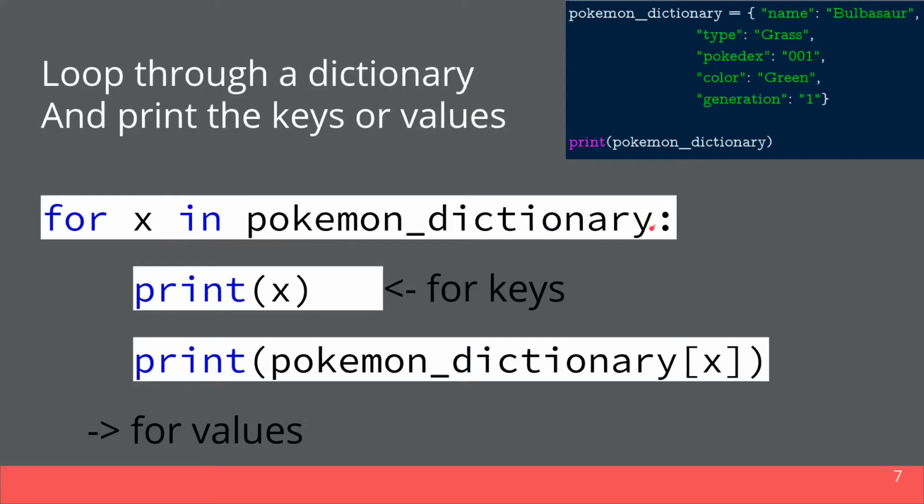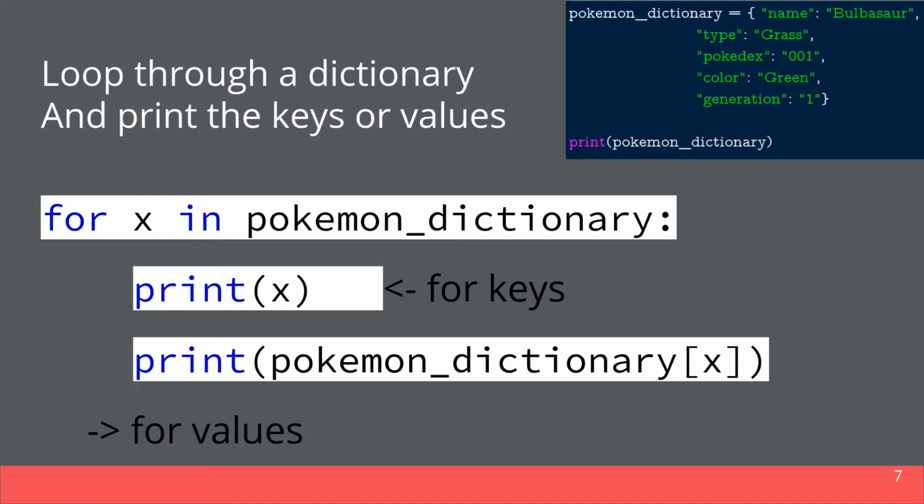For X in Pokemon Dictionary, print Pokemon Dictionary, and then placing X in square brackets will print out the values in the dictionary. Okay. And given that we're going to loop over the dictionary using this X variable, what you're telling the computer to do, with the for loop, is take each, shall we say, entry in the dictionary and then do something to it.